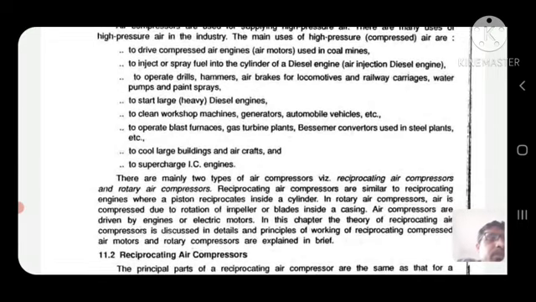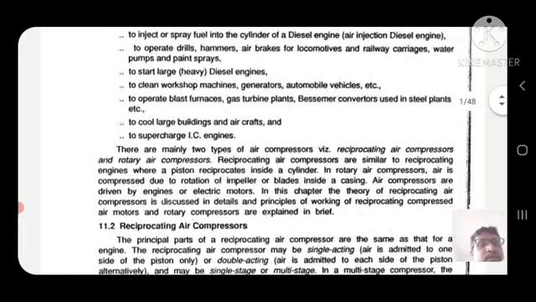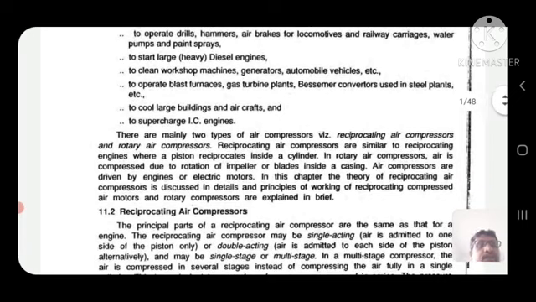The main uses of high pressure air are: first, to drive compressed air engines used in coal mines; to inject or spray fuel into the cylinder of a diesel engine, the air injection diesel engine; to operate drills, hammers, air brakes for locomotives and railway carriages, water pumps and paint sprays; to start large or heavy diesel engines; to clean workshops, machines, generators, automobiles, vehicles, etc.